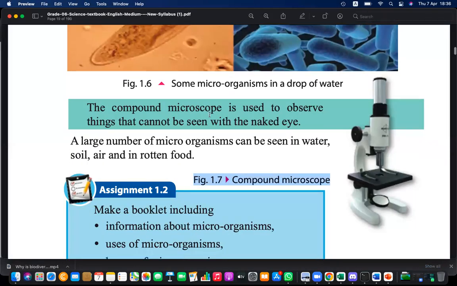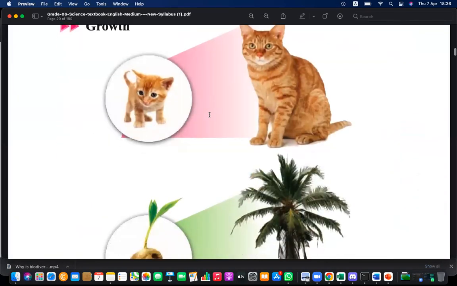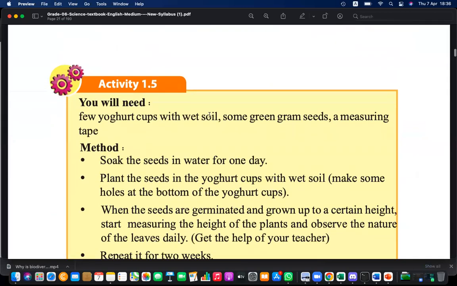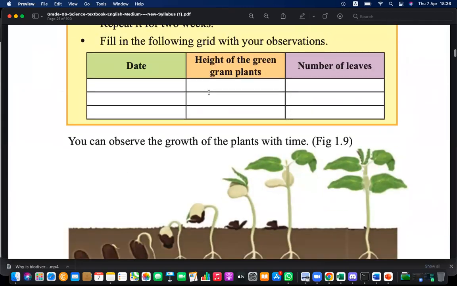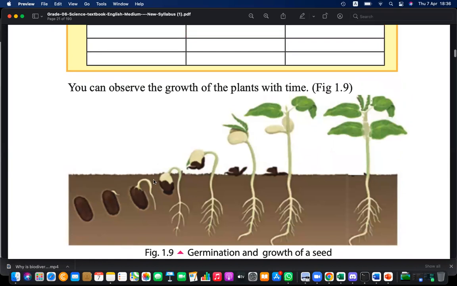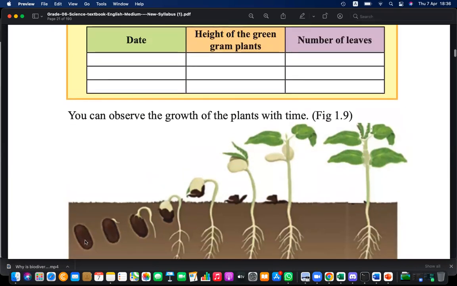Okay, then we learned about the microscope and how to zoom in and see. Then we learned about what? Growth of the plants. We learned about the growth of the plants. So what is the name of this? When the seed sprouts, I think you can remember the name, right?